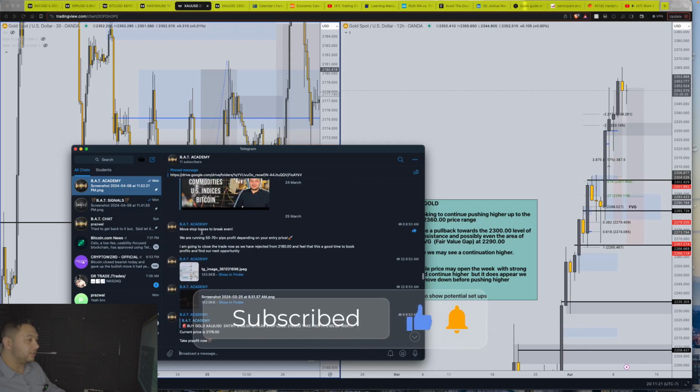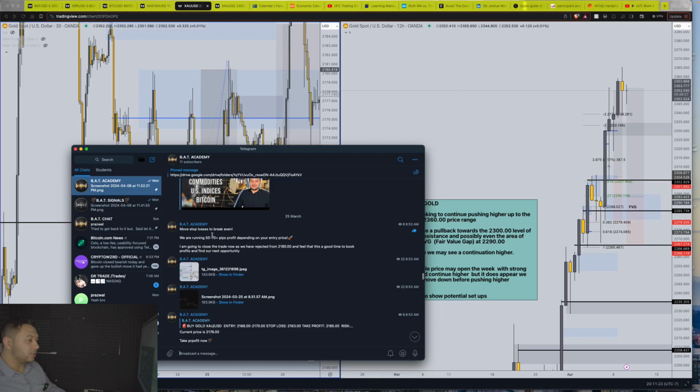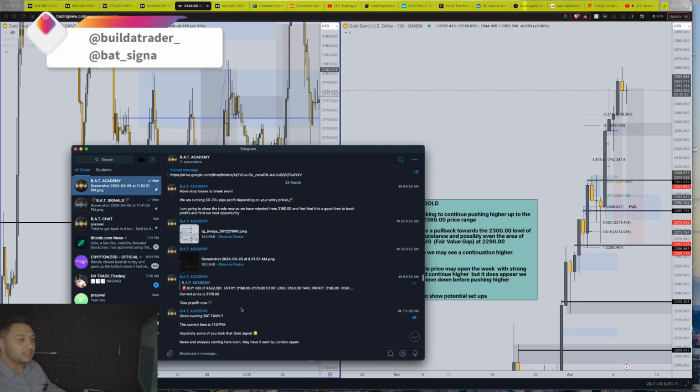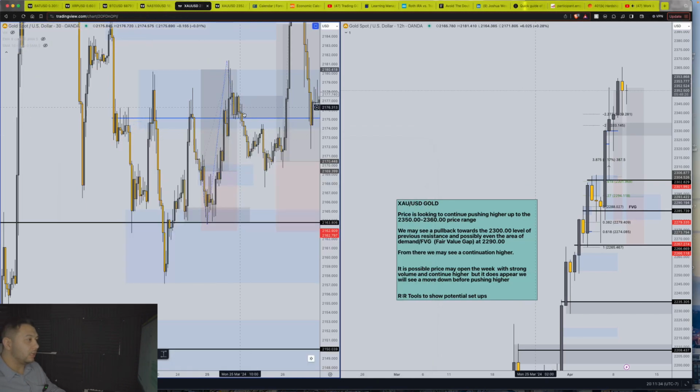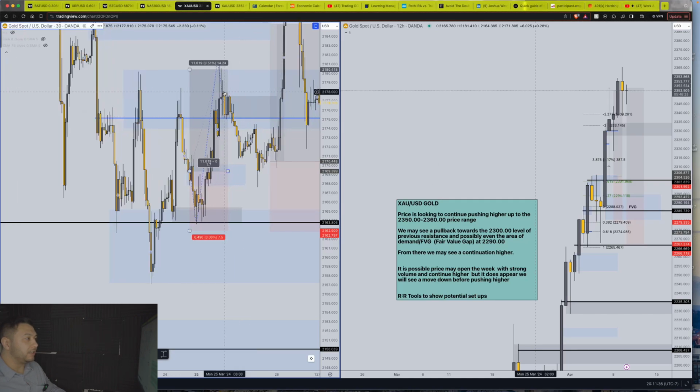Move stop loss to break even. I'm going to close this trade as we have rejected from 2180, and I feel that this is a good time to book profits to find our next opportunity. Price 2176, take profit now. So right at this point here, we saw this rejection from 2180.